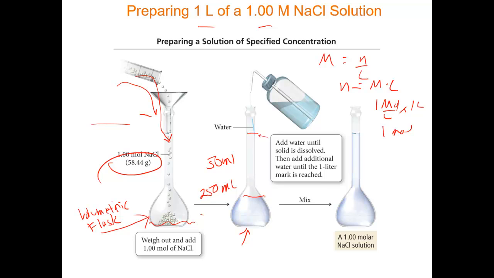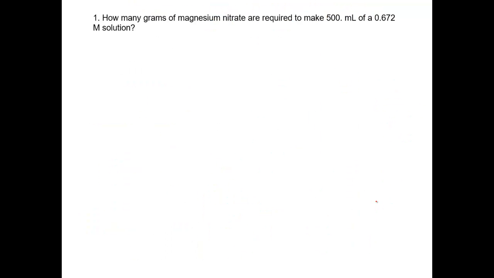You fill it up with water to a certain level, stir it up, and then as it's done mixing, you want to raise the water level to that 1 liter mark, okay? And in doing so, you make sure that you have 1 liter of total solution. It's not 1 liter of water, it's 1 liter of total solution.